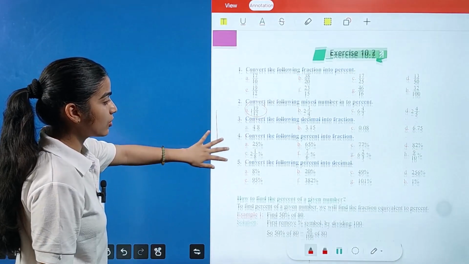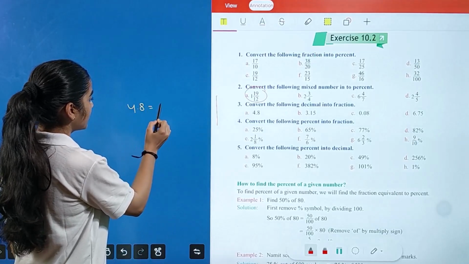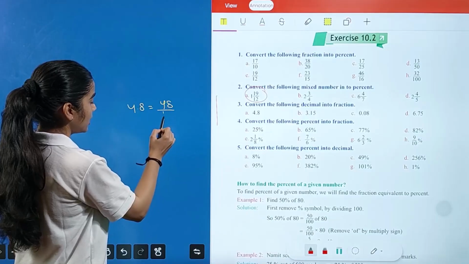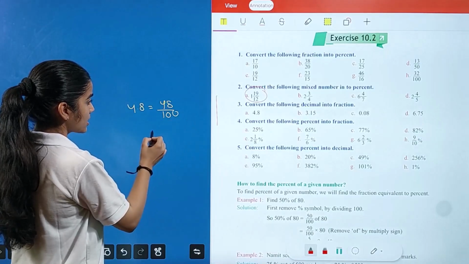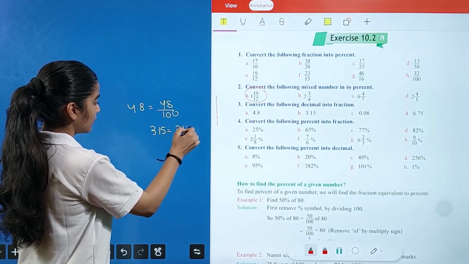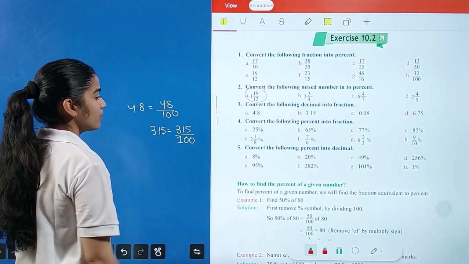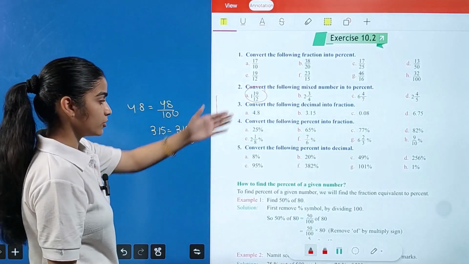Now convert the following decimal into fraction. So 4.8 will be converted into fraction as 48 upon 100. 3.15 will be converted like 315. How many digits do we have? 1, 2. So just add 2 zeros. So now you can simply convert your decimal into fraction.